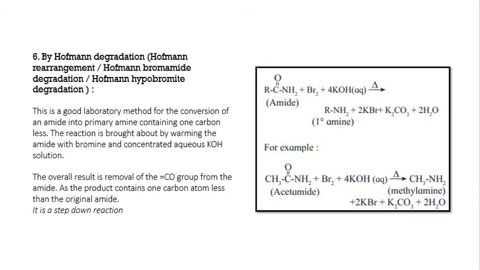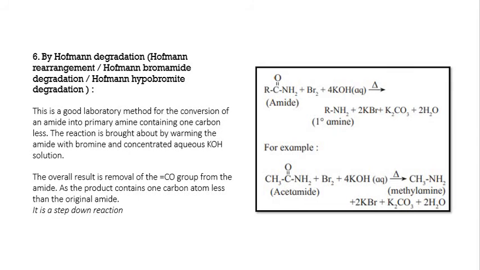This is also one of the important methods, and this method is important because it is a step down reaction. Step down reaction means the total carbon atoms present in the amide which we have taken, from that amide we will get the amine which is having one less carbon atom. Suppose you are taking an amide which is having 3 carbon atoms, then from that amide you will get an amino compound or amine which is having 2 carbon atoms.